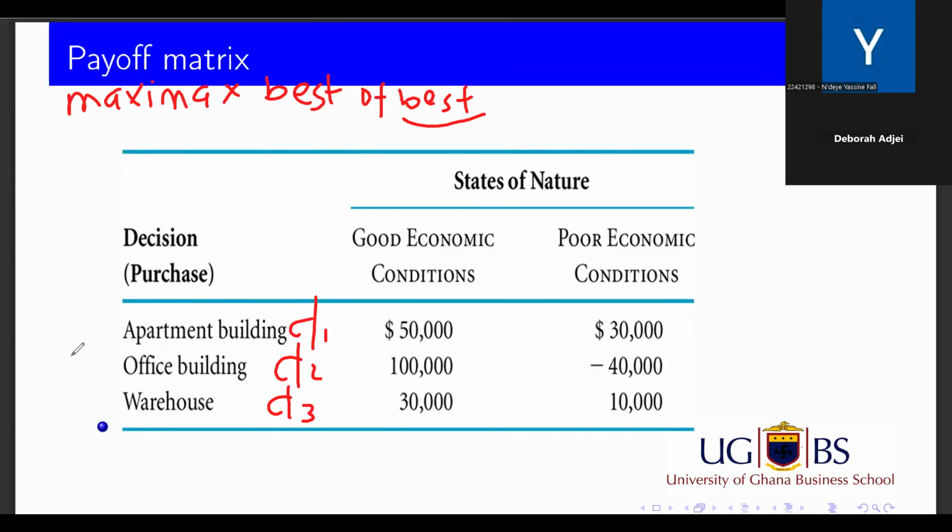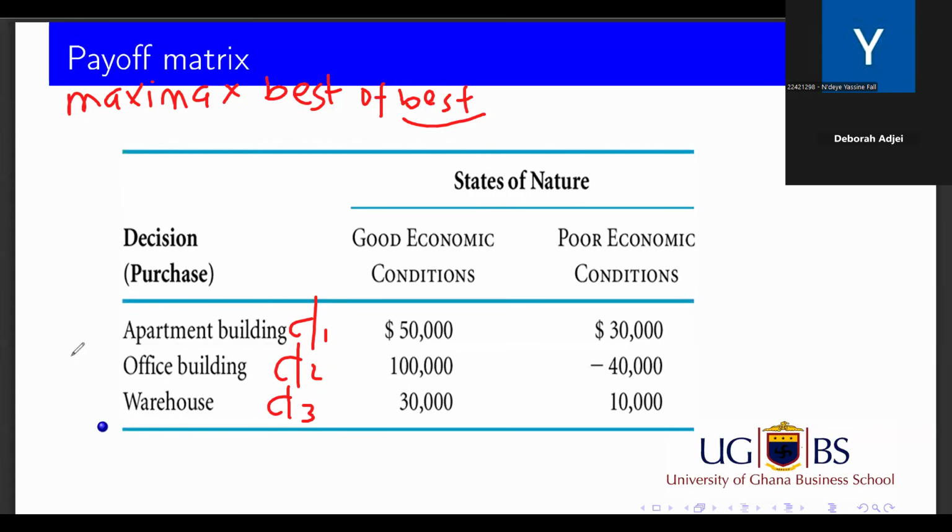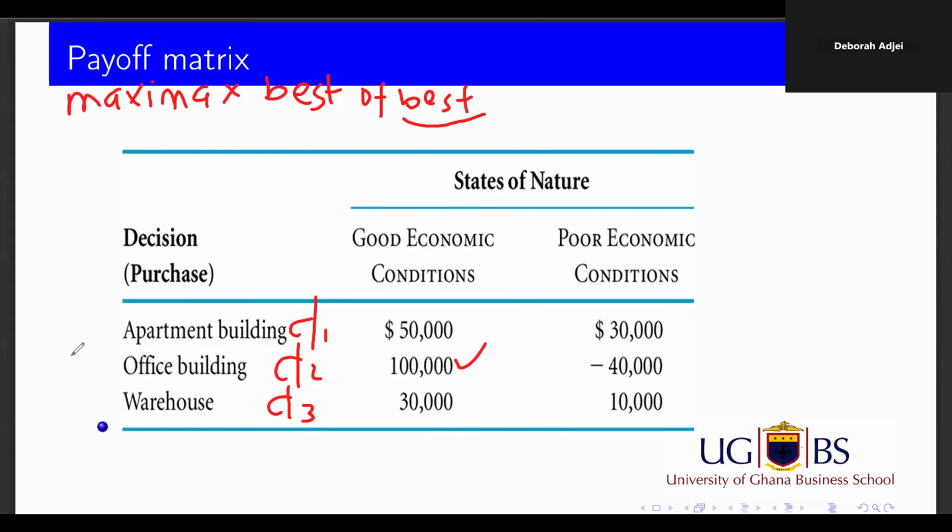Deborah: D2, the office building. Why? Because it's the option under the good economic conditions and is the highest in that category. Perfect. Excellent. That's the first criterion. Easy peasy. The second approach is known as the Maximin.